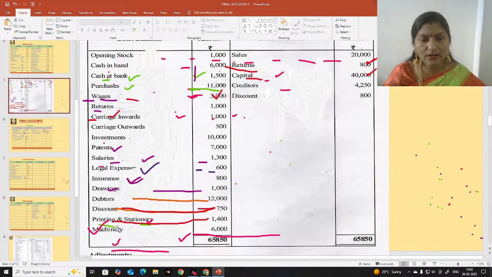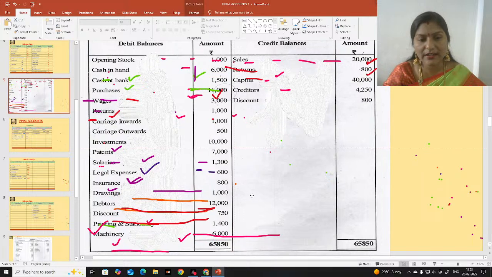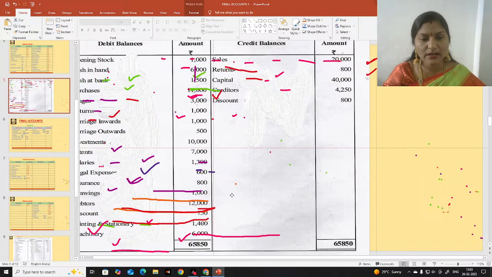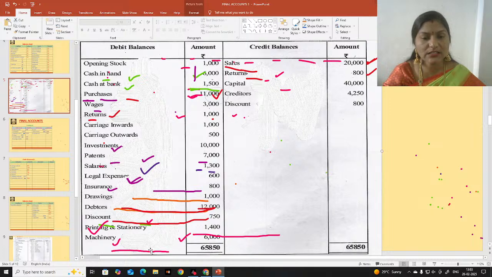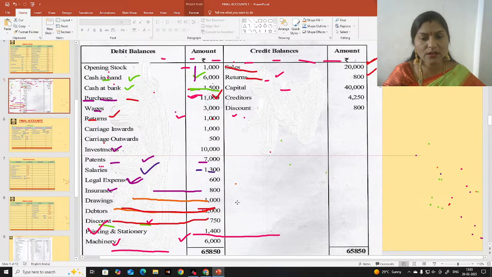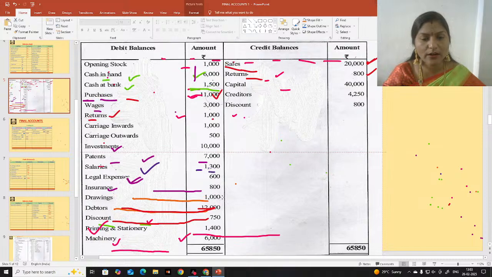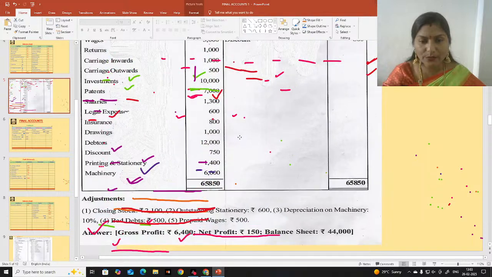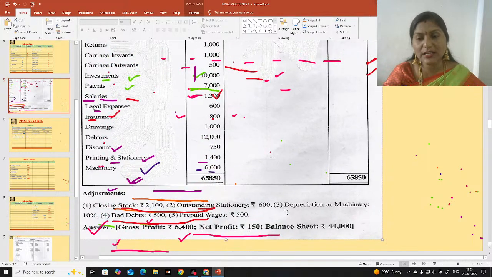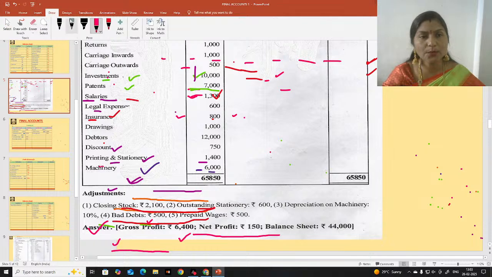In the question, printing and stationery are finished, and the next item is machinery. Machinery is 6000, students. You can see machinery value is 6000. So machinery we are going to record under balance sheet asset side, but there is an adjustment also for machinery. You can see depreciation on machinery. What is the adjustment here? That is depreciation on machinery.